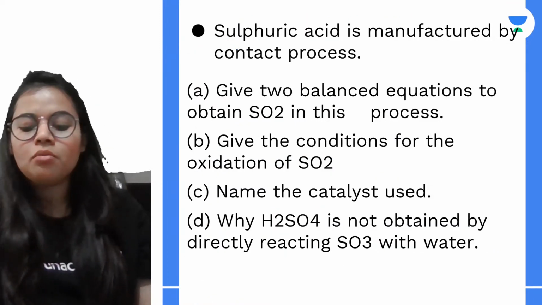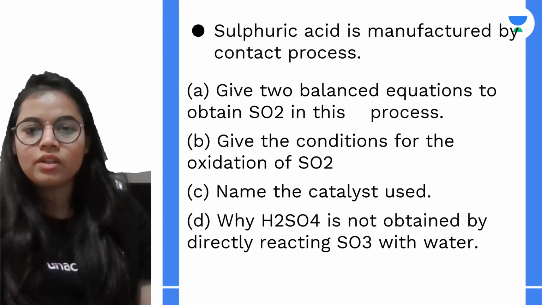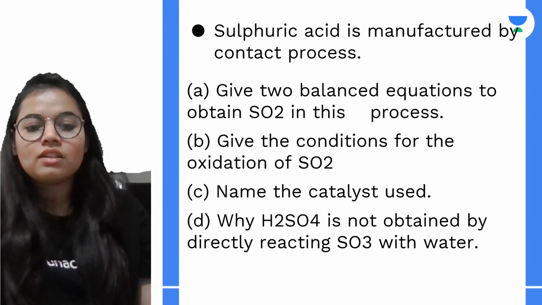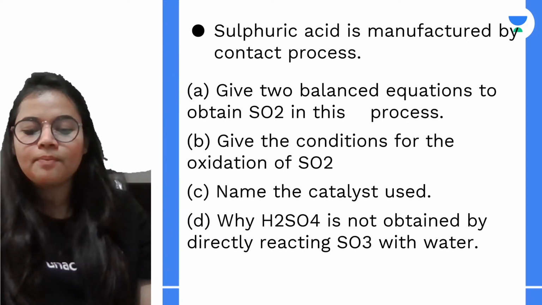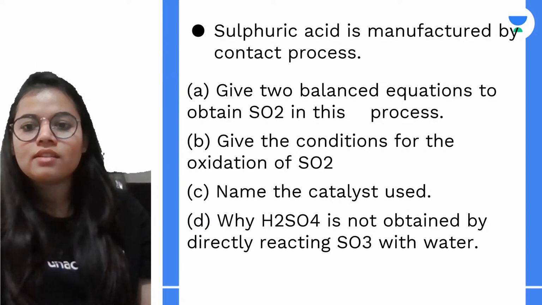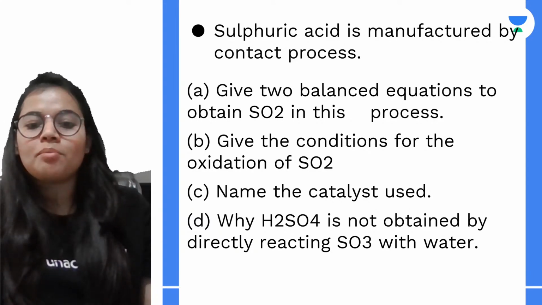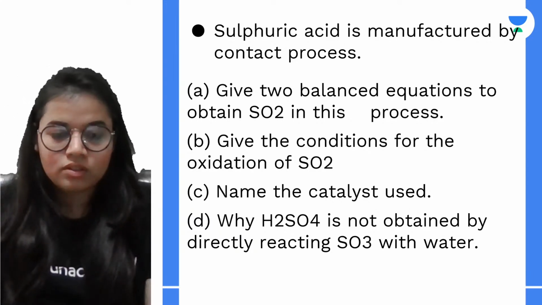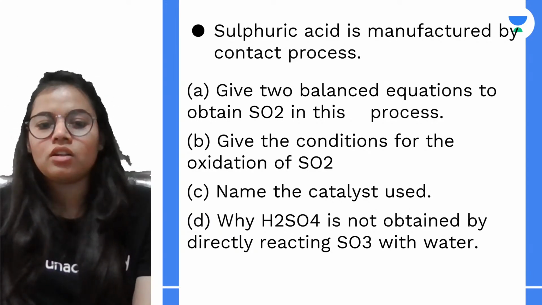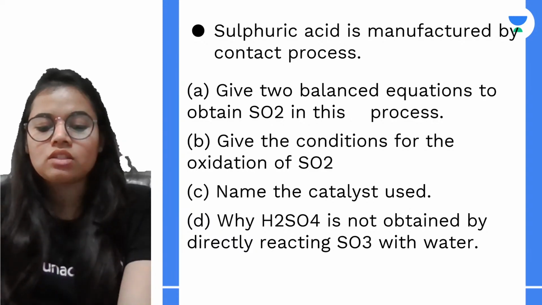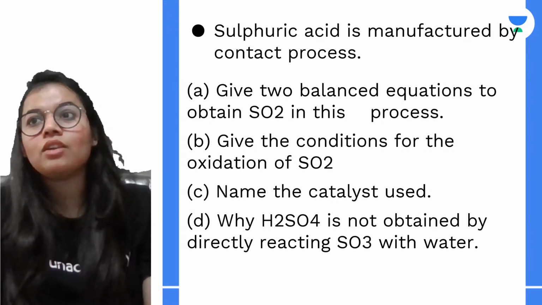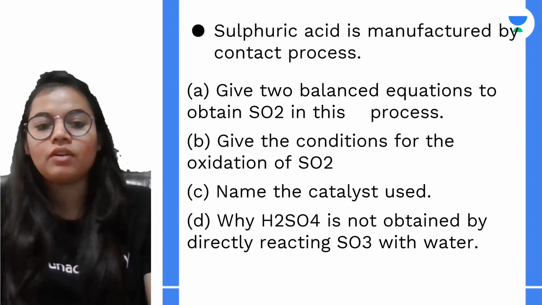Chalo, now we will be moving on to the theory questions. The first question is: sulfuric acid is manufactured by the contact process, and give two balanced equations to obtain sulfur dioxide in this process. So what do you think? We have just seen two equations. Yes, what are those equations?